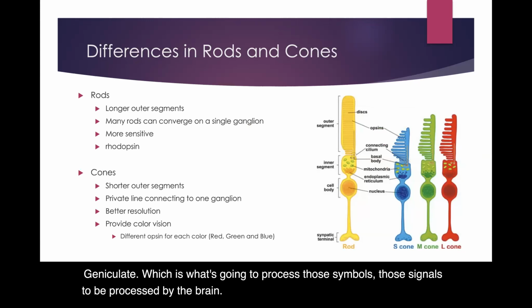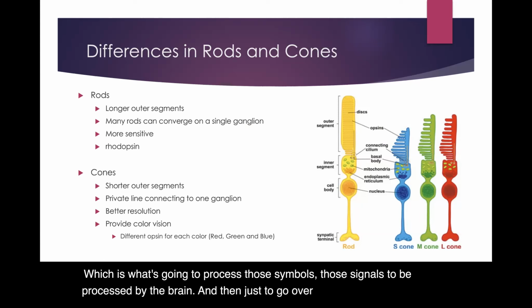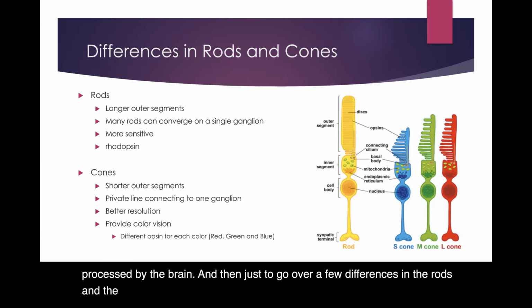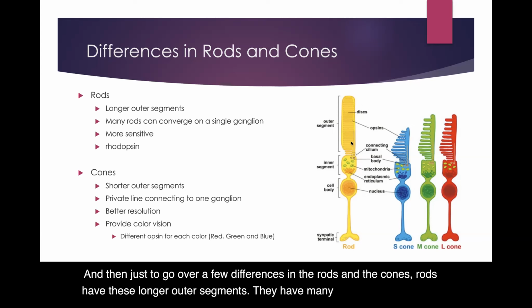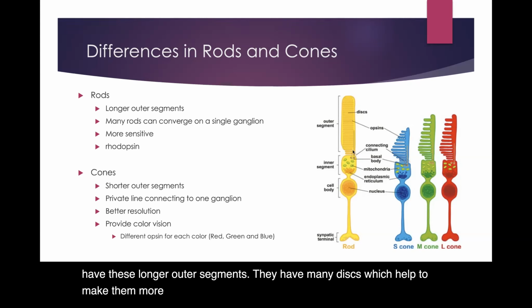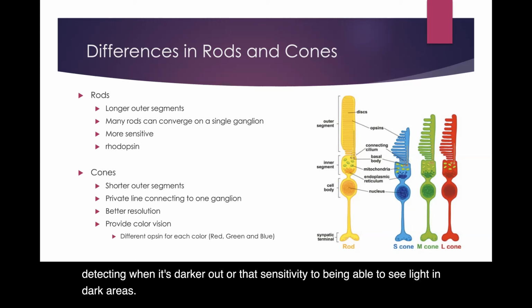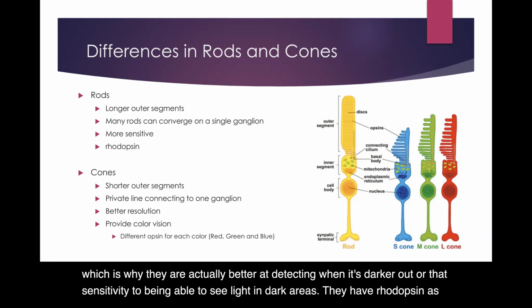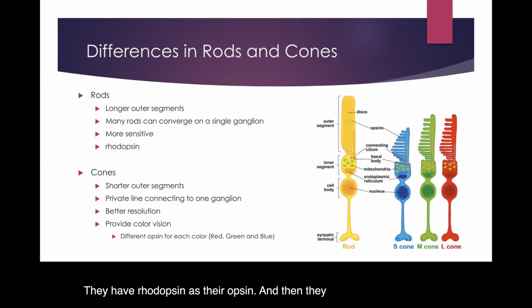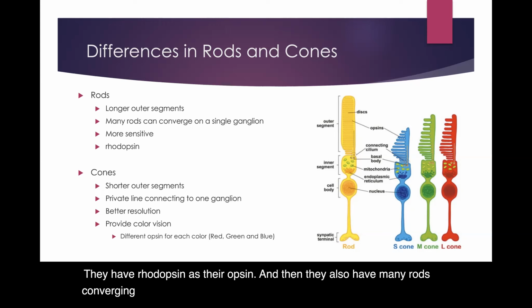And then just to go over a few differences in the rods and the cones. Rods have longer outer segments. They have many discs, which help to make them more sensitive to light, which is why they are better at detecting when it's darker out, that sensitivity to being able to see light in dark areas. They have rhodopsin as their opsin. And they also have many rods converging on a single ganglion.